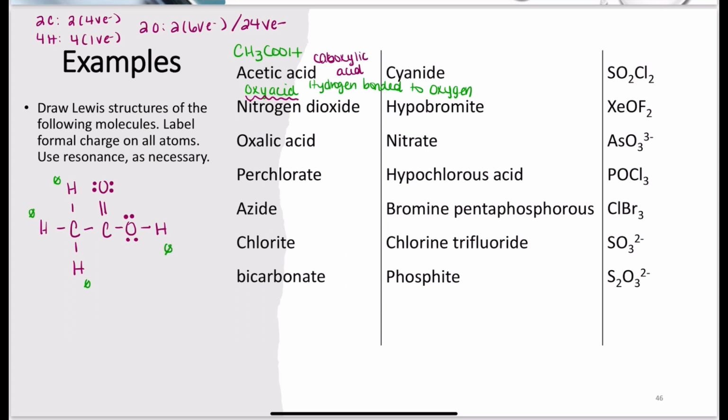We talked about how when carbon has 4 bonds, it will have a 0 charge. It does not matter if it's 4 single bonds, 2 single and a double, 2 double, or triple and a single. It will have 0 formal charge. When oxygen has 2 bonds and 2 lone pairs, it also has a 0 formal charge. That does not matter if it's 2 single bonds and 2 lone pairs, or 1 double bond and 2 lone pairs. It will have a 0 formal charge. And this is your structure of acetic acid.